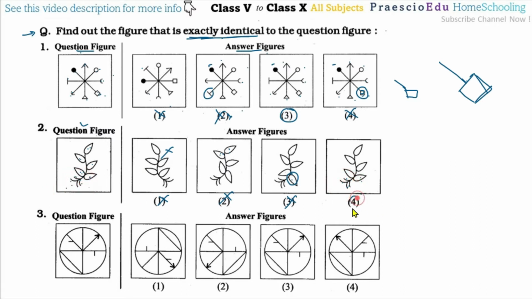Okay, so option number 4 is the correct one. Now question number 3. This also has the arrow, then this line is inclined, this is also inclined, here also inclined, here different, here the different. Then these two small lines, okay, here also two small lines, here not present, here different, and here the arrow is also different. So option number 4 is incorrect.